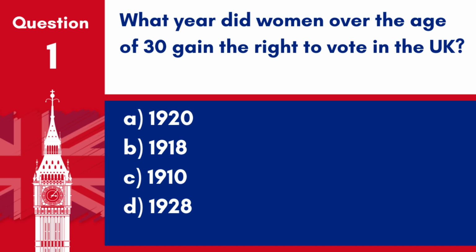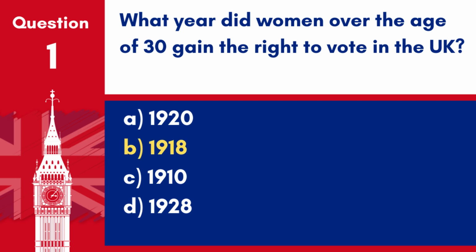Question 1. What year did women over the age of 30 gain the right to vote in the UK? A. 1920. B. 1918. C. 1910. D. 1928.